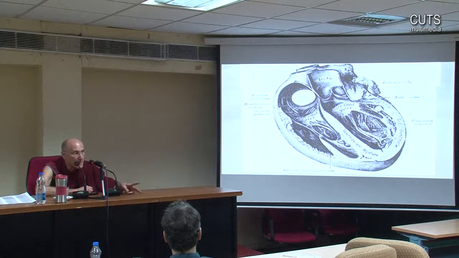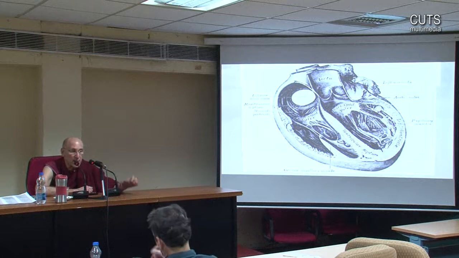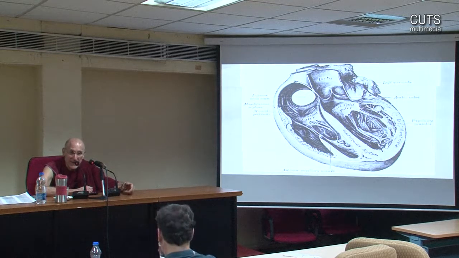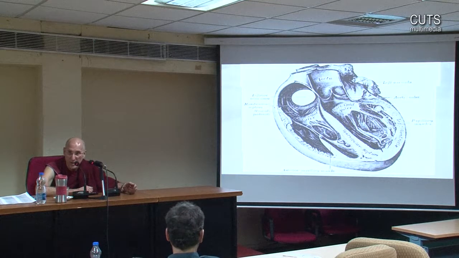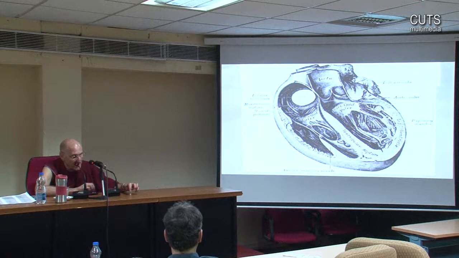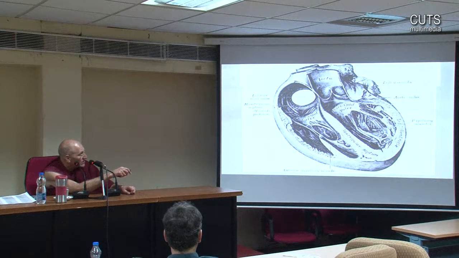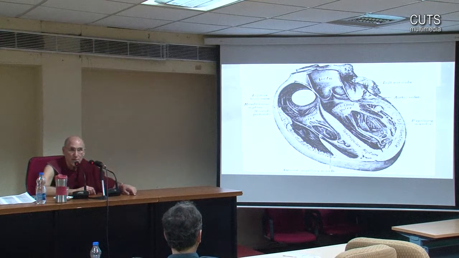So we have 2 parallel systems of pumping, the left side and the right side. The left side is pumping the oxygenated blood out to the whole body. And the right side is pumping the deoxygenated blood to the lungs to get oxygenated. And then that blood from the lungs comes back to the left side. Actually, it'll come in the left atrium and then come into the left ventricle, and then it's pumped out the aorta. So you have two parallel systems, but they're interconnected. Okay?